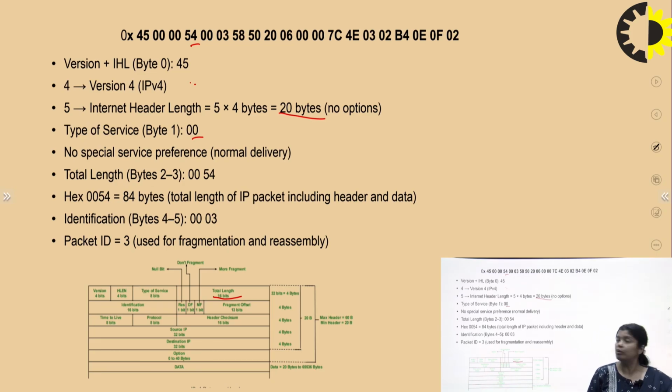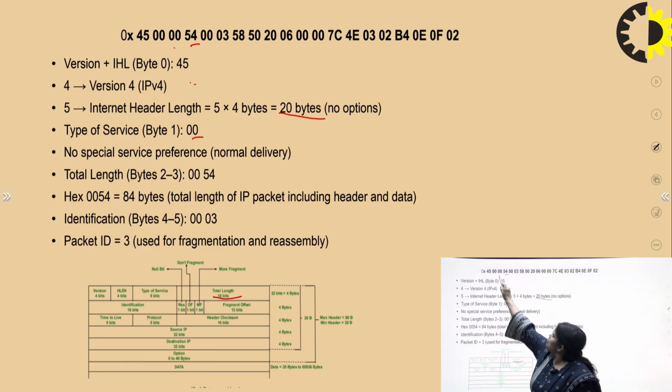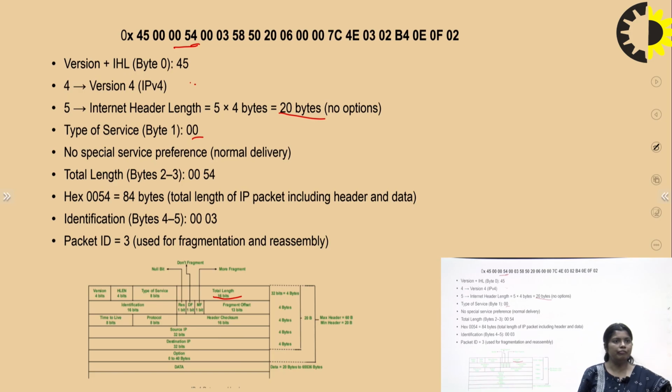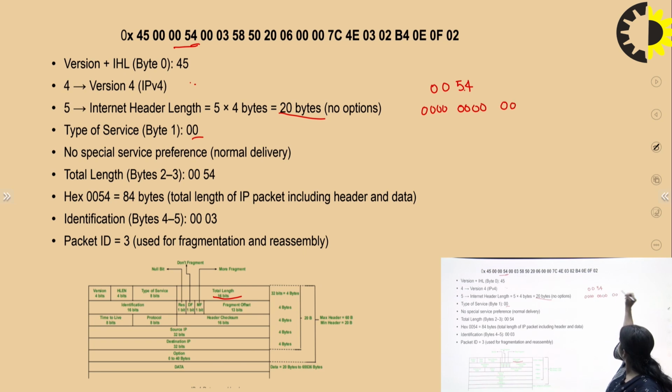16 bit means what? 4 values you are considering. 0054. And you can see here that 0054 means this 0 is converted into 4 zeros. 5 is converted into 0101 and next is 0100.